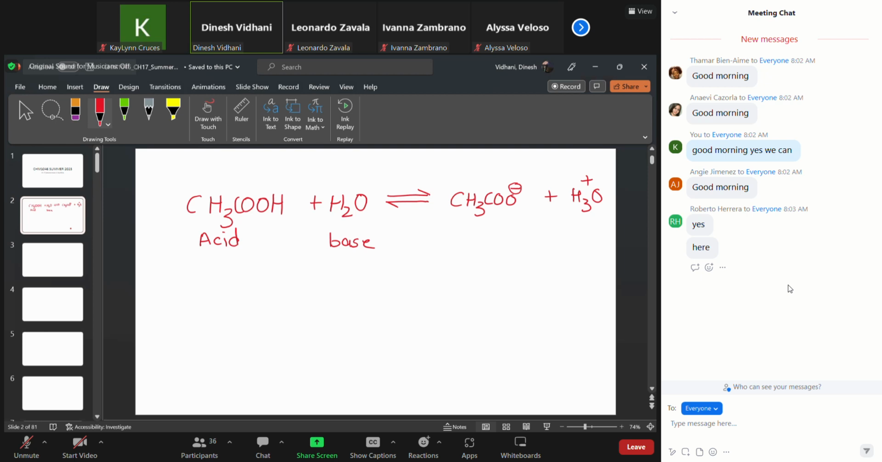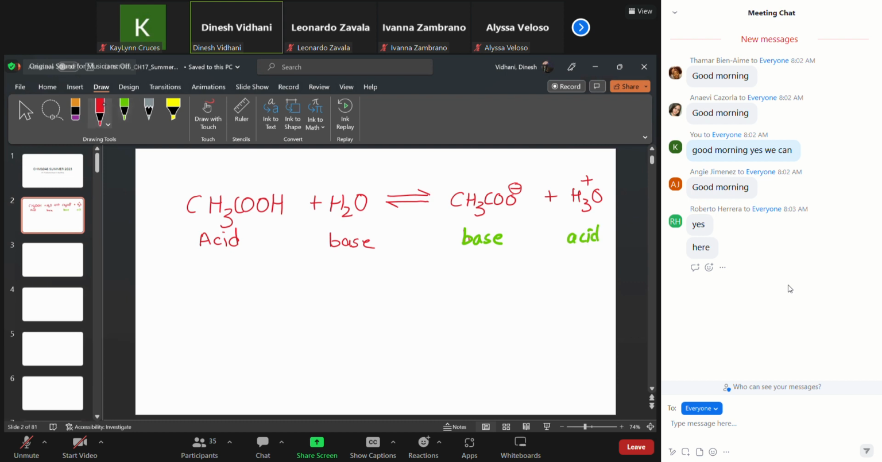Opposite side of the equilibrium, right? That's number one. Number two, your conjugate base should be basic in nature, right? So in the reverse reaction, you have acetate ions which will accept a proton from hydronium ion. So acetate ions are acting as the base, right? So I will put here base, and the conjugate acid for water will be hydronium ion.